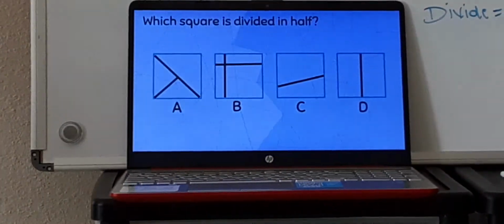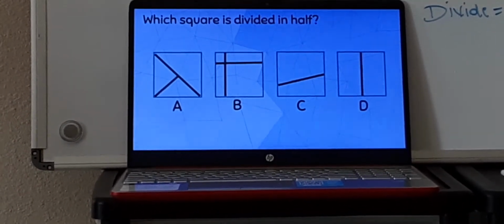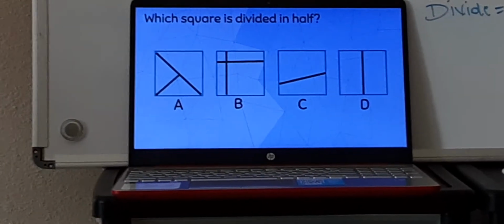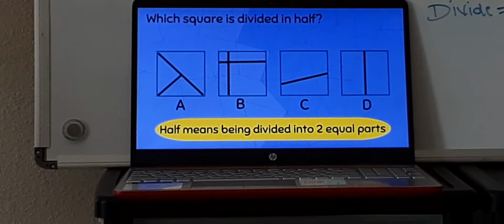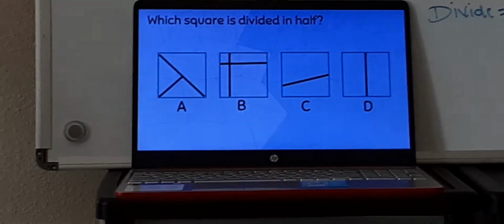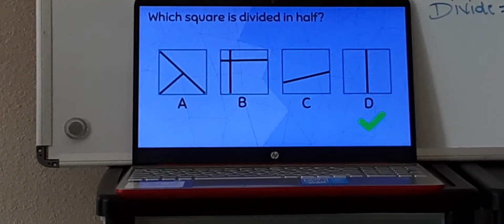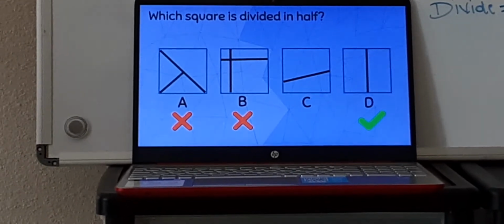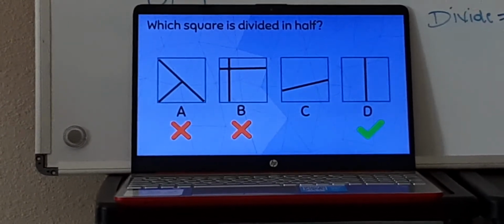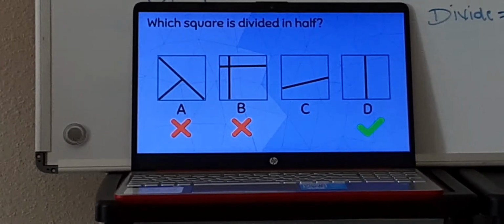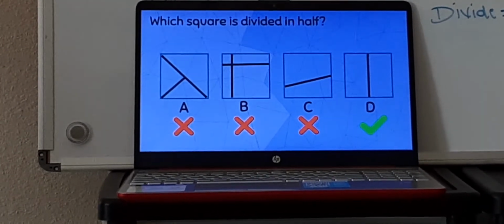For more practice, let's look at these squares over here. Try to guess which one of them is divided in half. Remember that half means being divided into 2 equal parts. That's right, it's square D. Both square A and B are not divided into 2 parts. Square C is divided into 2 parts, but the parts are not equal. While square D has 2 parts that have the same exact size.